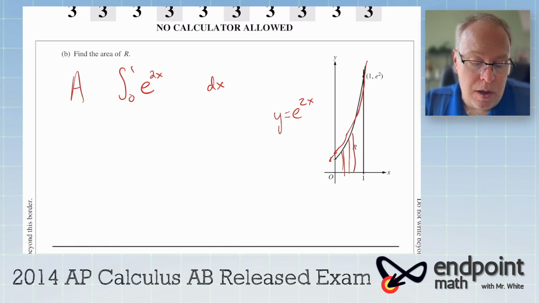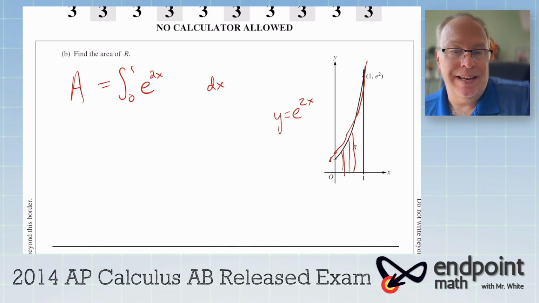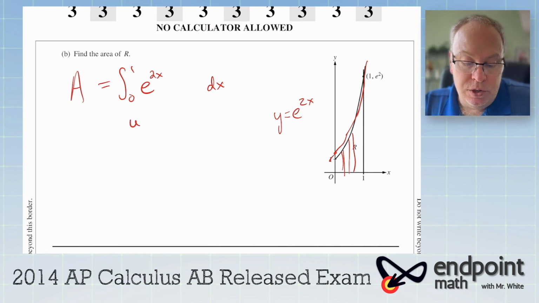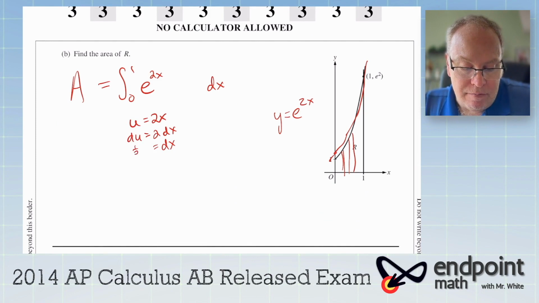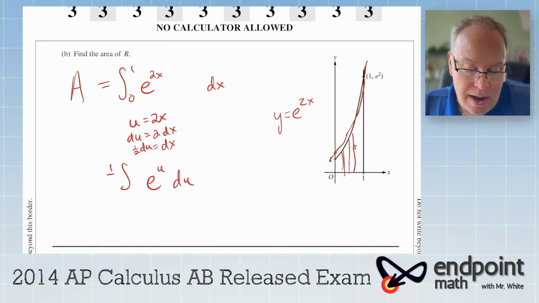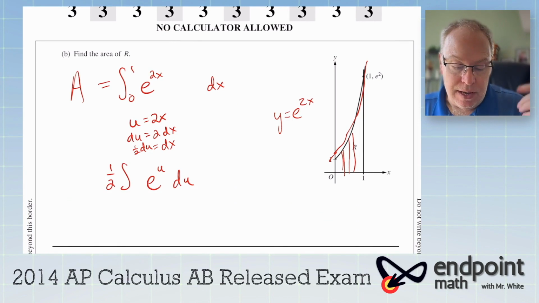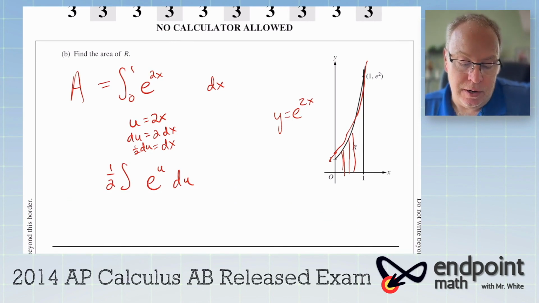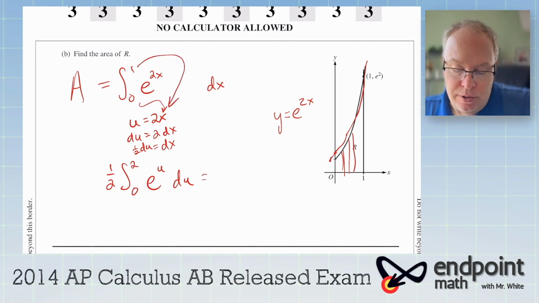So the area of the region is the integral from 0 to 1 of e to the 2x dx. So u would be 2x, du equals 2 dx, so dx is 1/2 du. This would be the integral of e to the u du, but we're going to have a 1/2 on the outside. And then let's go ahead and change the bounds because it'll make our life easier here. If you plug 0 in here, you get 0. If you plug 1 in, you get 2 out. So now you do the antiderivative, and of course the antiderivative is just e to the u.